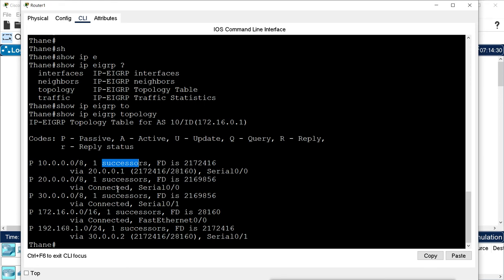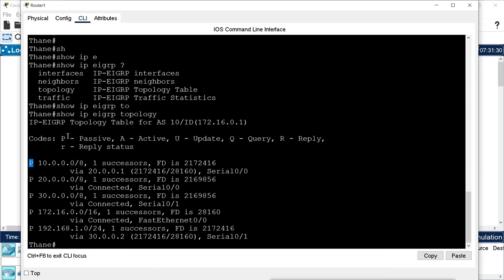And when the successor path goes down, it will take the feasible successor from the topology table to the routing table, and the convergence time will be reduced. It actually has a lower convergence time. The router's network will be available very quickly because it just moved the network from the topology table to the routing table. But on the other hand, when you go for OSPF or RIP, they have to recalculate everything.